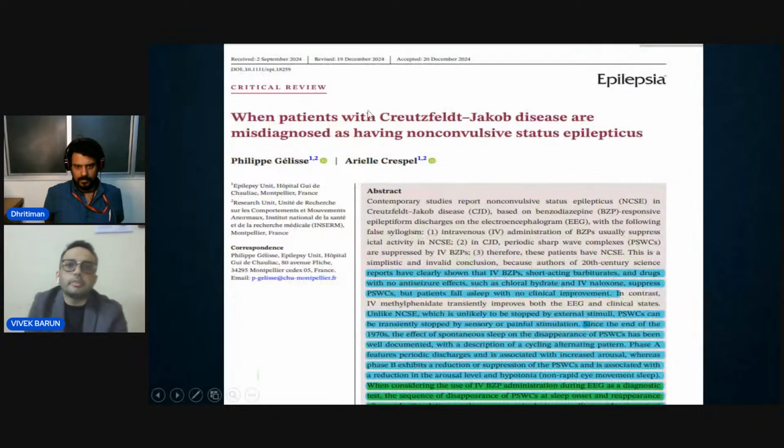This is a very good paper which was published in Epilepsia, where a patient with CJD, or any metabolic encephalopathy, can be misdiagnosed as having NCSC, and you are giving IV anesthetic drugs, which may not be required. And how to do that, I will tell you.